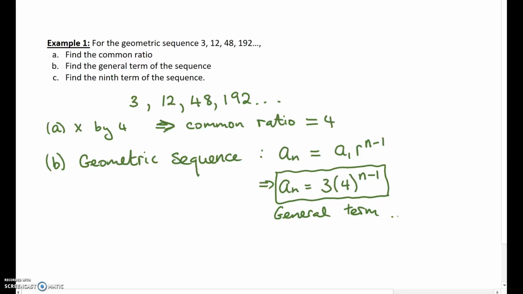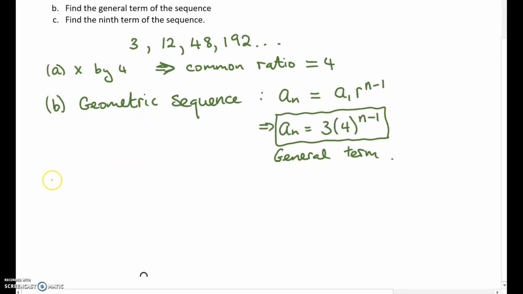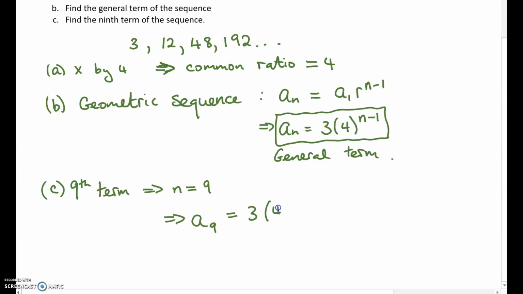Okay, and then the last part, find the ninth term of the sequence. Okay, so the ninth term means the index is 9, or n is 9. So that means if we use an equals 3 times 4 to the power of n minus 1 with n equal to 9, we get a9 is equal to 3 times 4 to the power of 9 minus 1. So that's 3 times 4 to the power of 8.